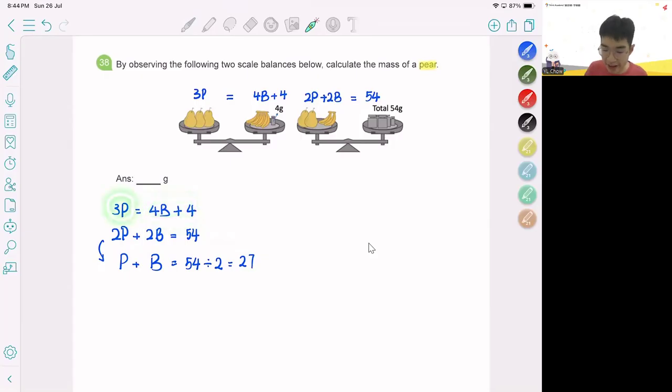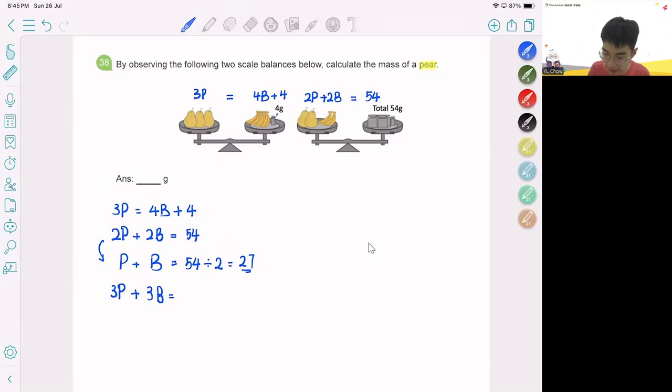So whenever I have three pears, I can replace it with four bananas plus four. The moment I see three pears, I can replace it with something else. This is useful for this equation, right? If only I can form three pears. Currently, I only have one pear, because it's only one set. In order to get three pears, maybe we can consider three sets, right? Which is three pears plus three bananas.